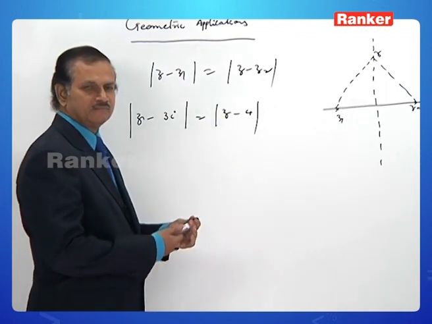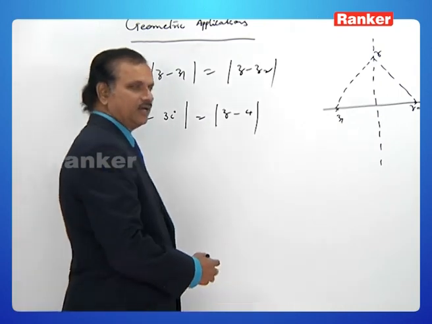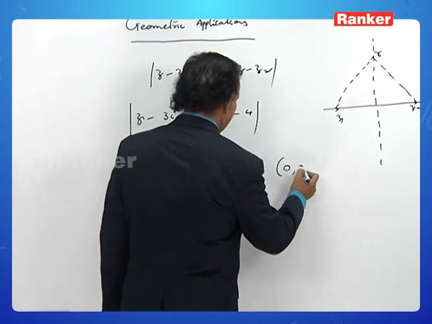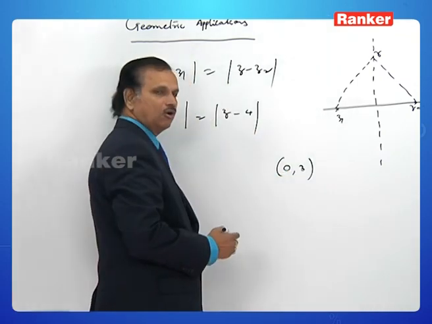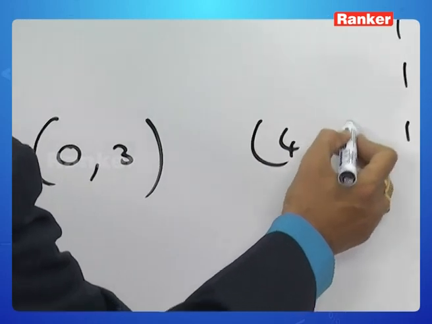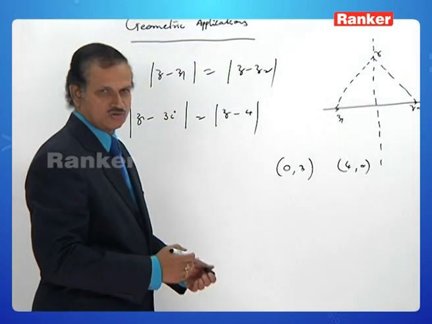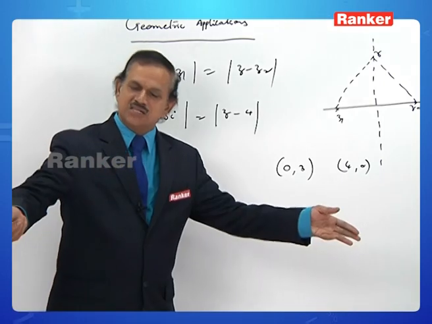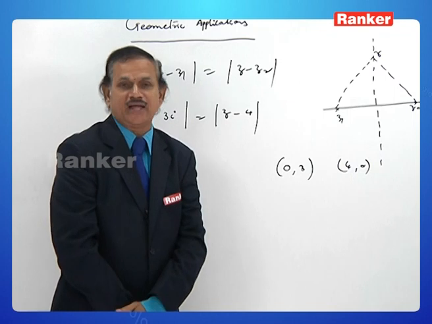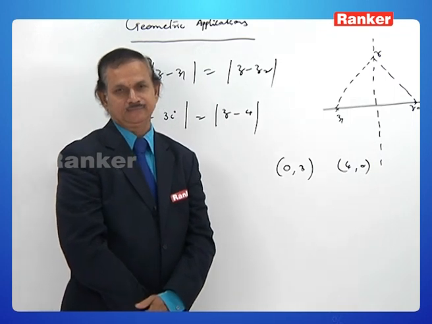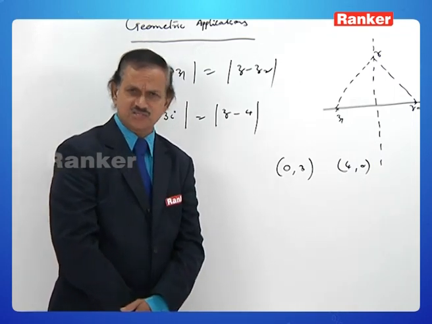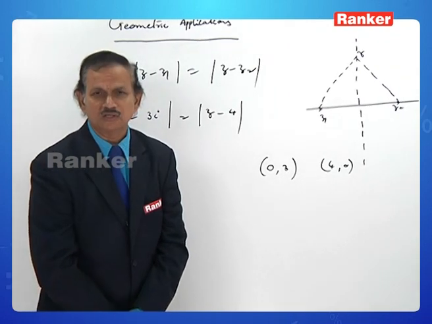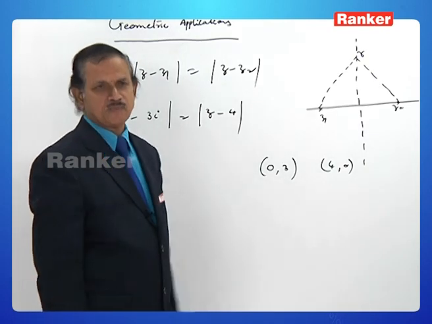What do you mean by 3i? 3i is the complex number (0, 3), isn't it? And what is this complex number 4? It's just nothing but (4, 0). What is the perpendicular bisector of this? You just calculate. That is just nothing but the locus of Z required. You are well versed with the procedure of finding the perpendicular bisector from the knowledge of coordinate geometry, of course. You just find the perpendicular bisector.